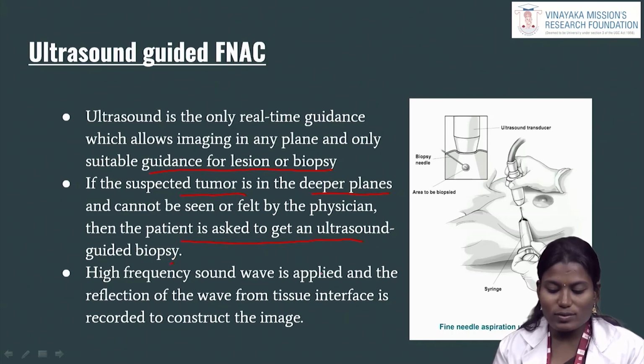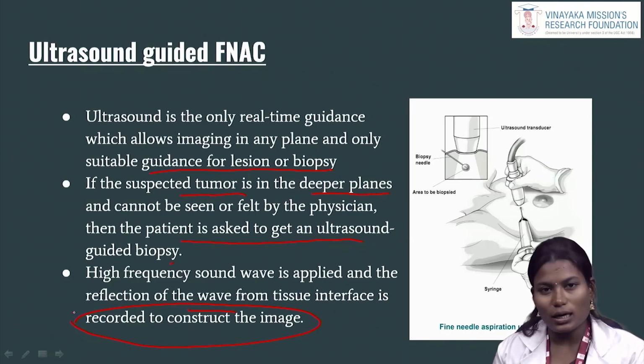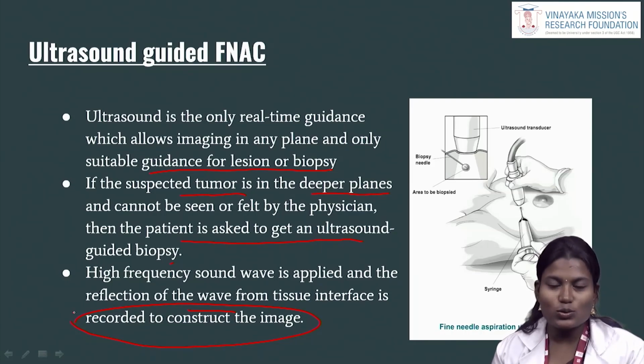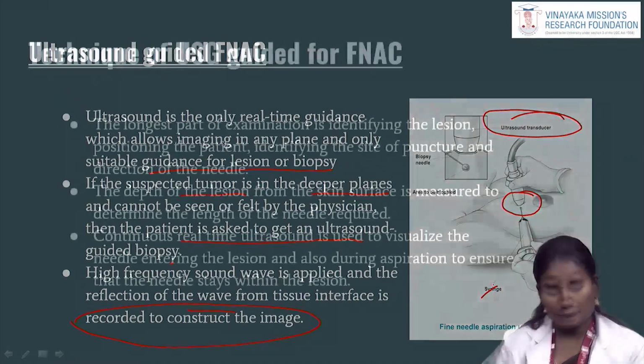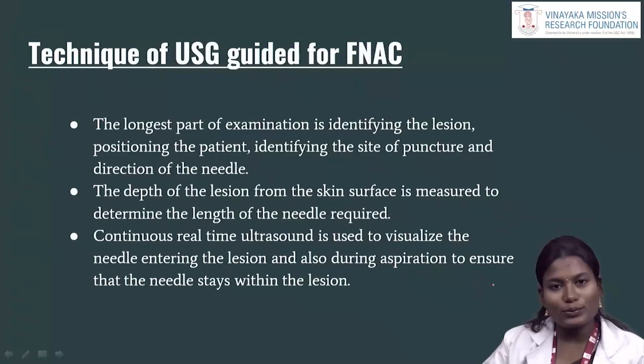High-frequency sound waves are applied. The reflection of the waves from the tissue interfaces is recorded to construct the image. When we use ultrasound on the lesion area, multiple wavelengths create the deep planes, and from the tissue interfaces they construct the image of the lesion in the deep cells. Here we use the ultrasound to find the area of cell collection and collect the samples using a syringe. What is the technique we use for FNAC using ultrasound?